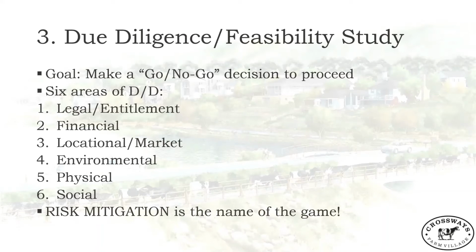The second part, entitlement, which we're going to talk about in detail next, focuses on obtaining zoning approvals and other municipal approvals so that you can build what you want to build. The city or the municipality will support you.